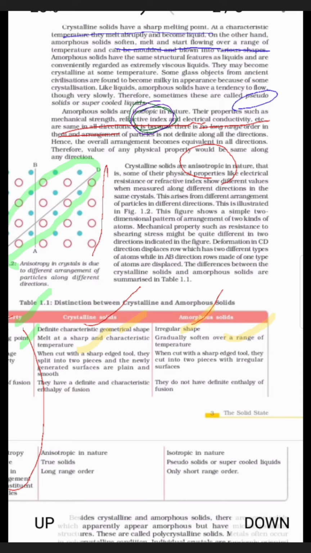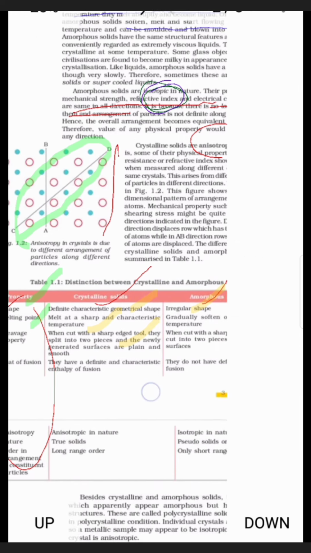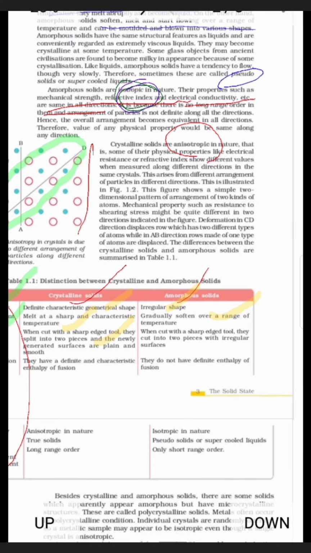Okay, and the next one is cleavage property. That means if you cut the crystalline structure, there will be a sharp edge and a shining edge, and after cutting it forms a smooth surface. But in case of amorphous, when cut with a sharp edged tool, they cut into two pieces with irregular surfaces. The cut area will not be regular. It will be irregular, or it won't be smooth.